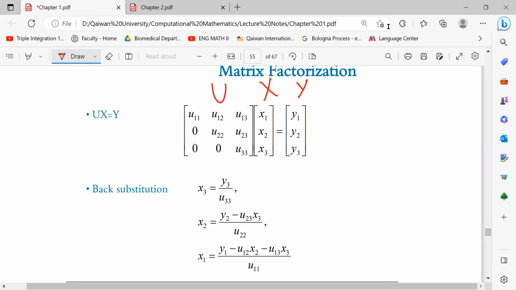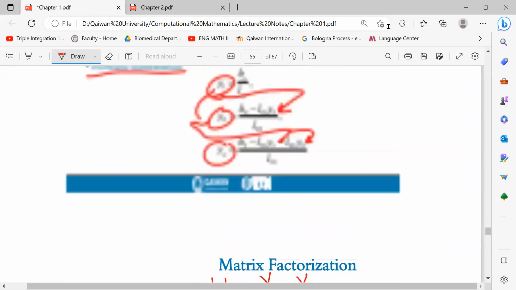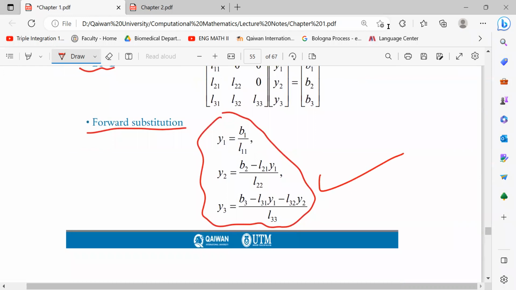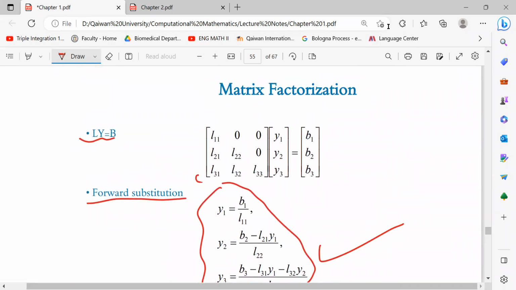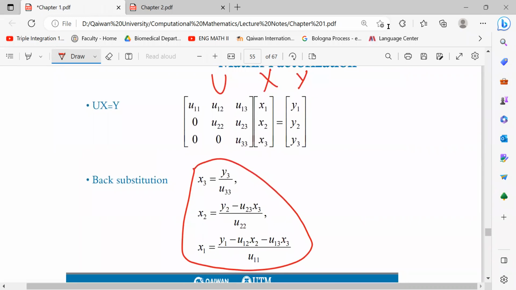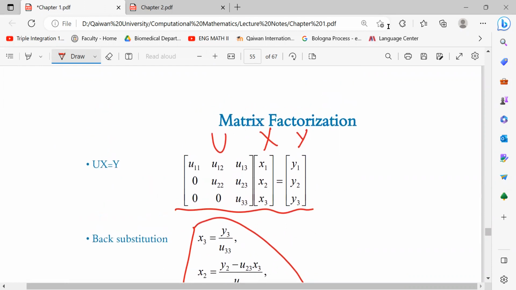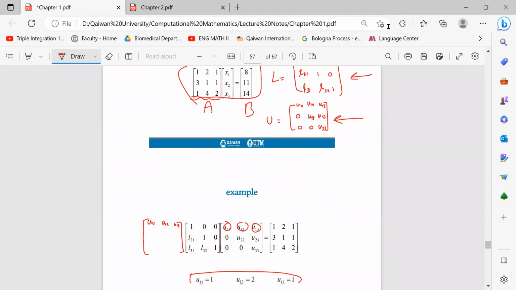That's all. You can memorize these three equations and these three equations. This is for Ly equals b. This is for Ux equals y. You should first find y and then use this step. Okay, that's all.